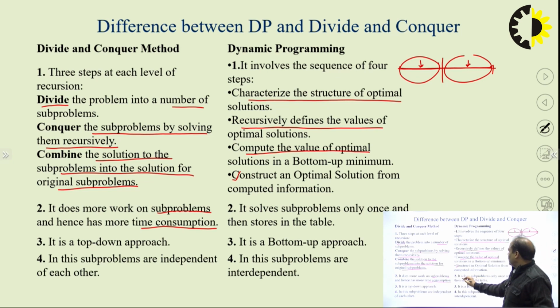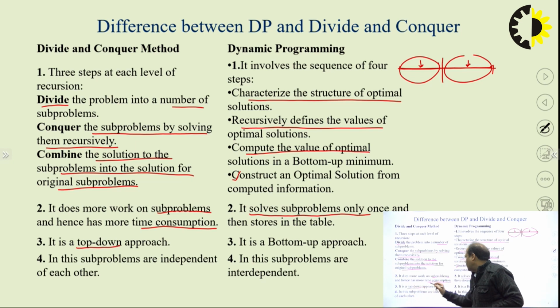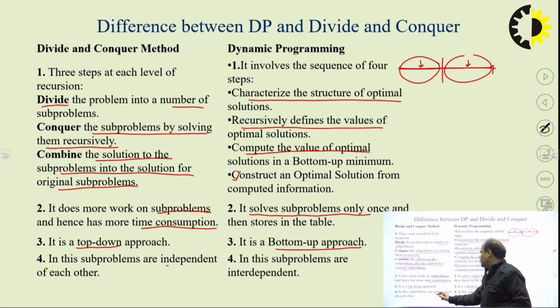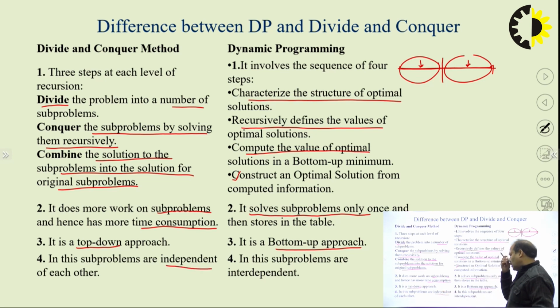So once we divide the problem into subproblems, we solve each subproblem only once and store it in the table, and that value can be used for further computation. That means subproblems are dependent. Divide and conquer follows a top-down approach, while dynamic programming is a bottom-up approach. In divide and conquer the subproblems are independent of each other, like in merge sort, this is independent, this is independent. But in dynamic programming, subproblems are highly dependent.